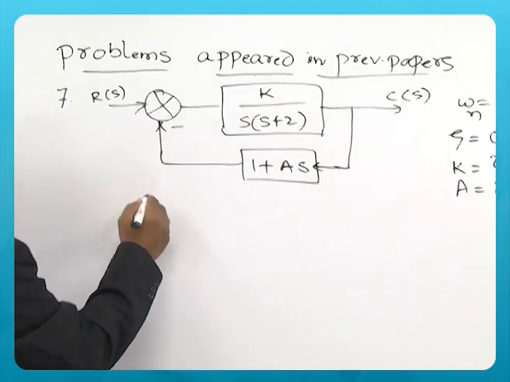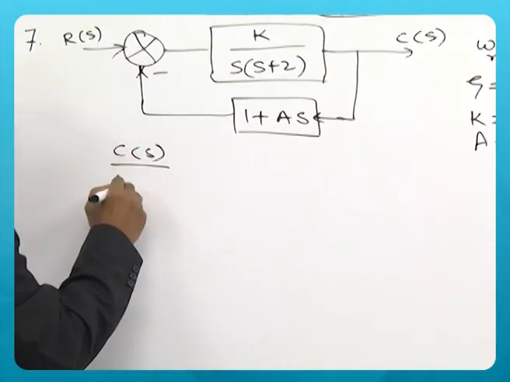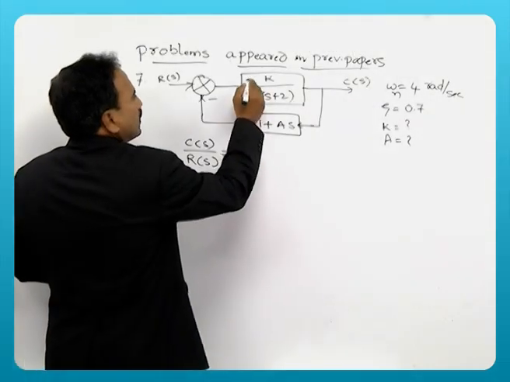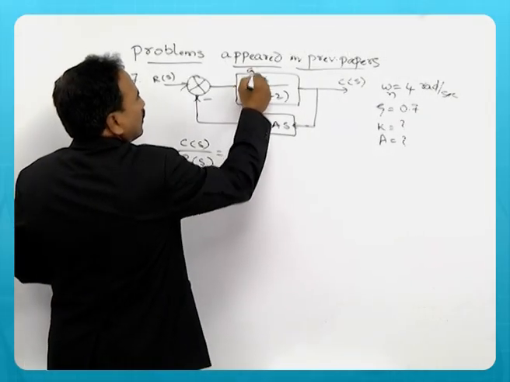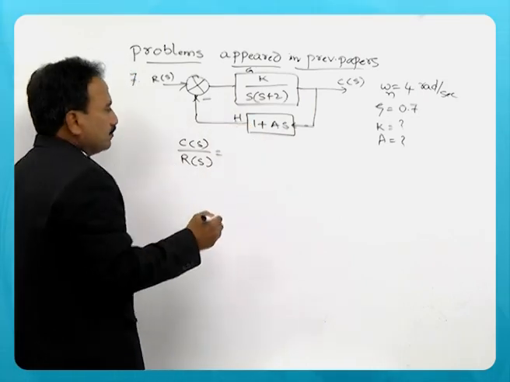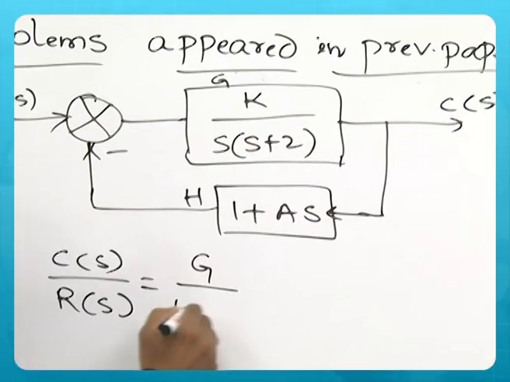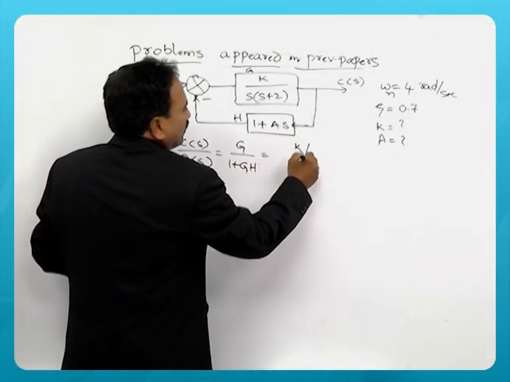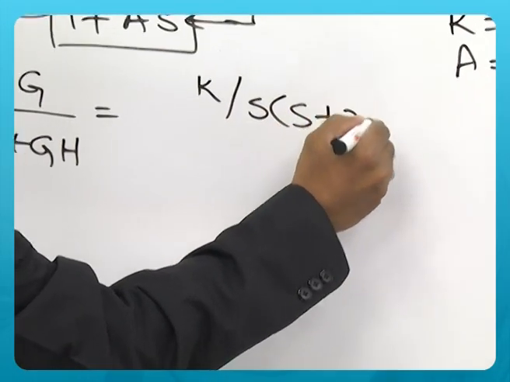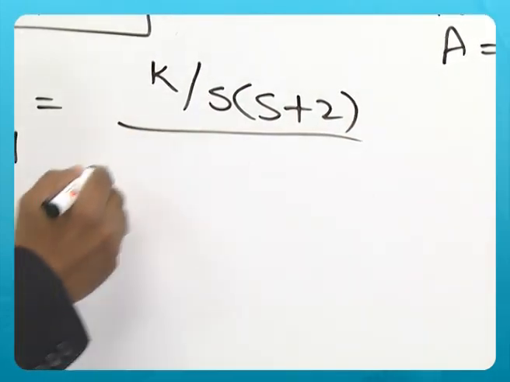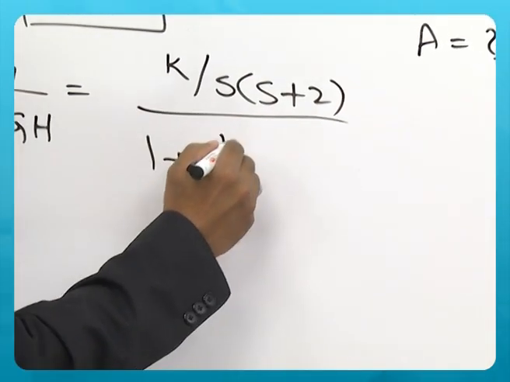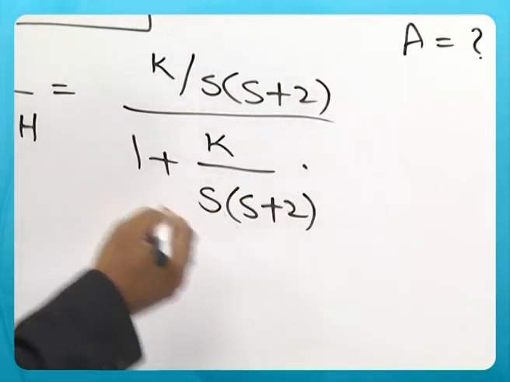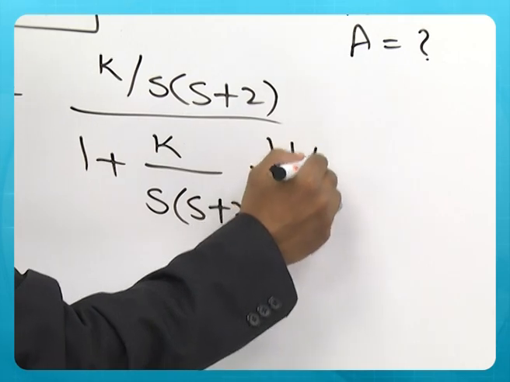So, as usual, we need to get the overall transfer function. This you consider as g and this you consider as h. So this will be the g by 1 plus gh form, and k by s into (s plus 2) is the g, so g by 1 plus g into h, where h is 1 plus as.